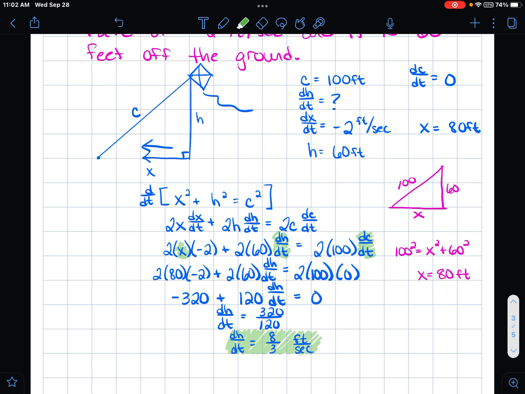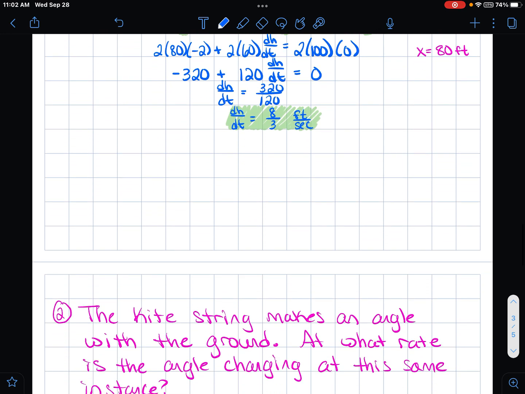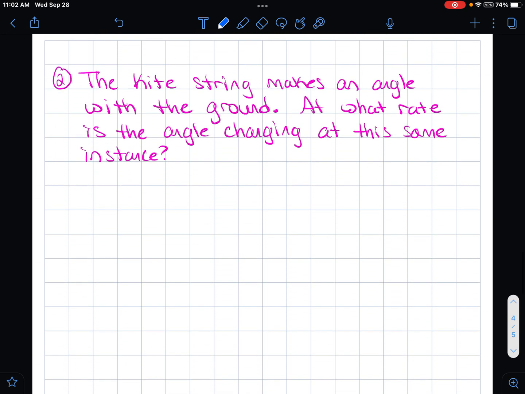Okay, that was good. That was the first question. Let's stick with the same kite in the same moment in time, and I'm going to ask you a different question this time. This time, the kite string makes an angle with the ground. At what rate is the angle changing at that same instance as the first question? Take a moment, pause this, see how far you get. Draw the diagram, define your variables, see if you can set up an equation and actually start differentiating. When you get to a point where you're absolutely stuck, come back.